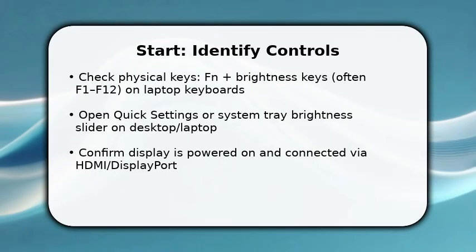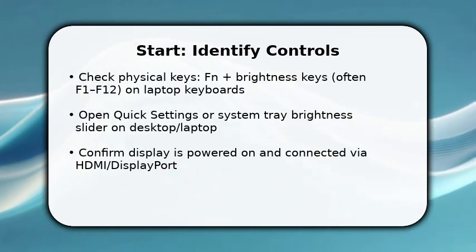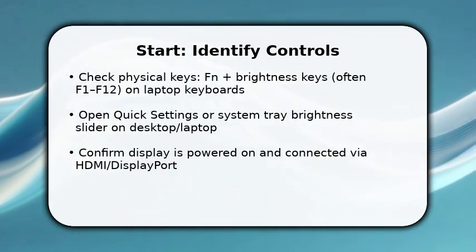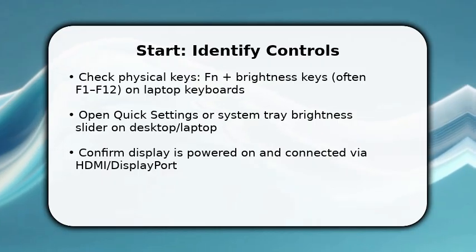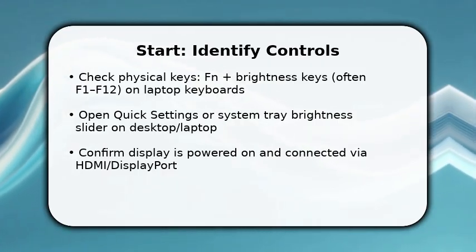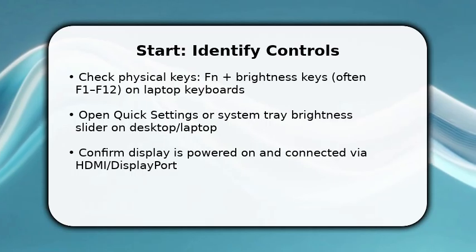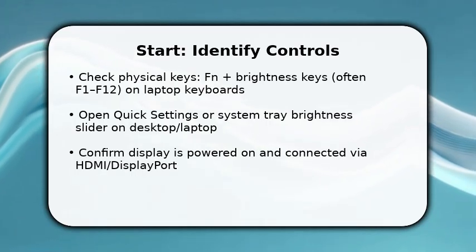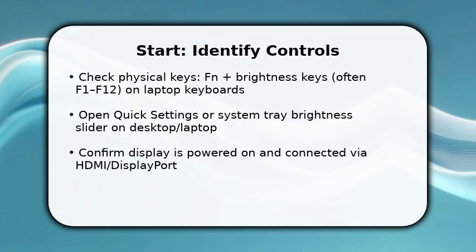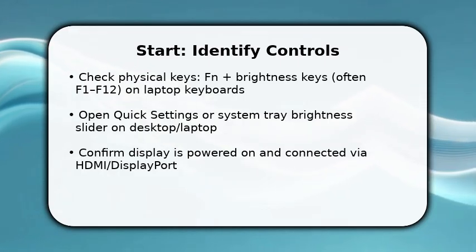You begin by identifying where brightness is controlled and why that matters for accurate readings. First, use the laptop FN key plus the marked F keys. These change hardware backlight directly. If you're on a desktop, open Quick Settings or the system tray to access the software slider.